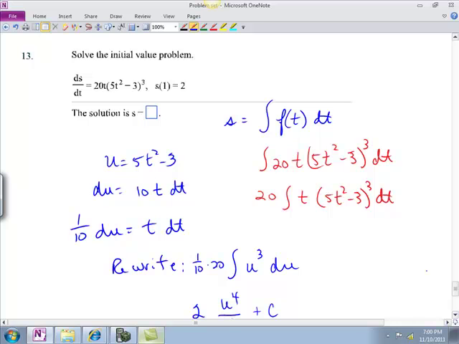Some people got it, some people didn't. You're going in the right place? That's good. Okay, so you knew this was the derivative. So to go backwards, we're going to take the integral of that thing.